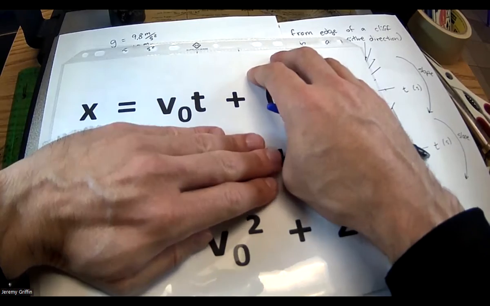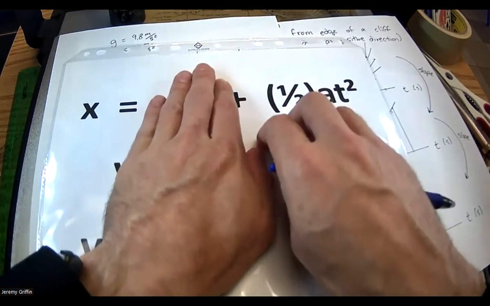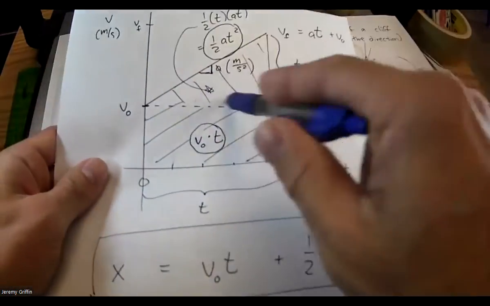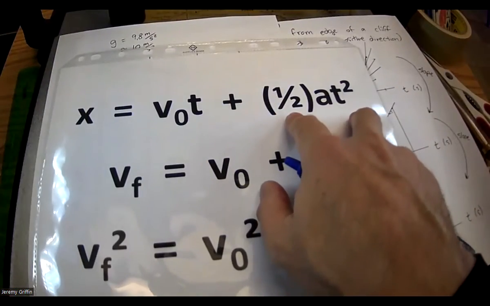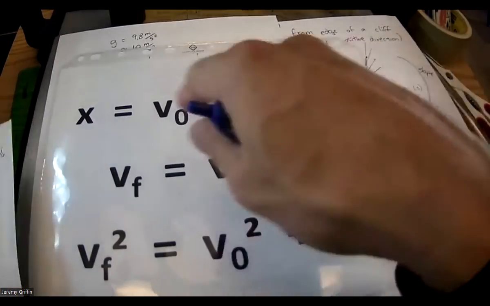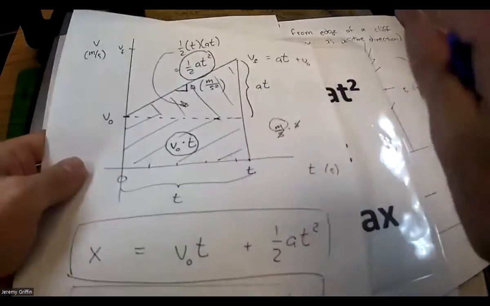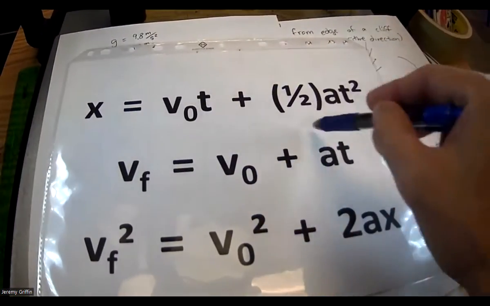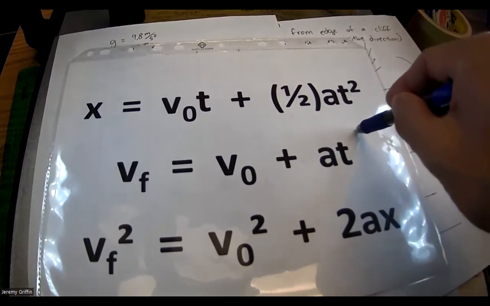But what if you start from rest and you accelerate? Well, that's the area of this triangle. That's the 1/2 at squared bit. And then what if you throw a ball at the edge of a cliff? Well, you can just put the two together. You just tag them together, right? That rectangle plus that triangle. You guys get that?